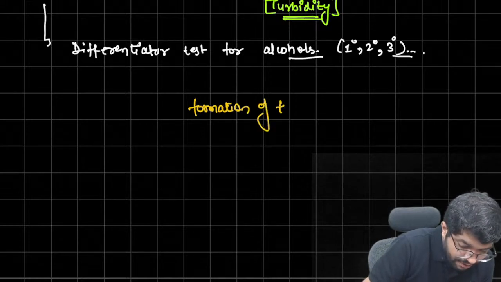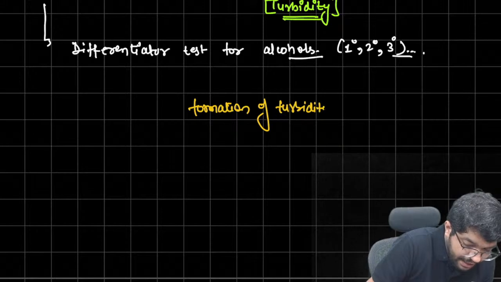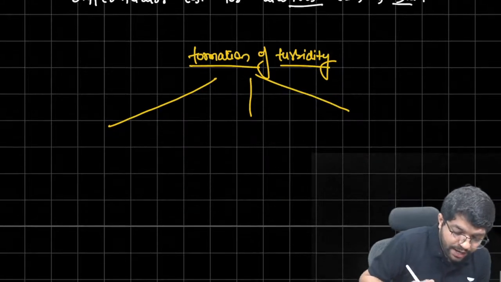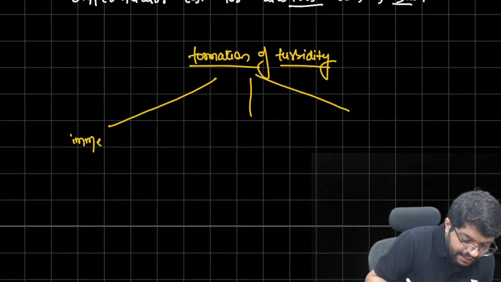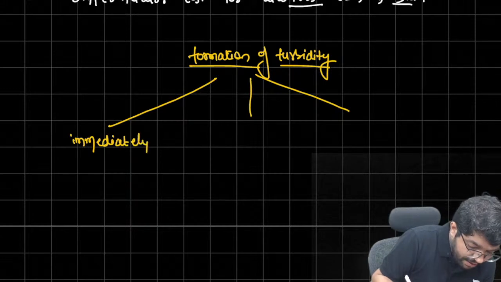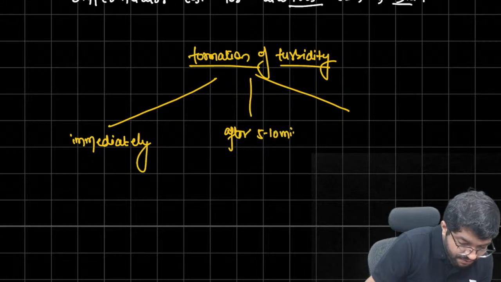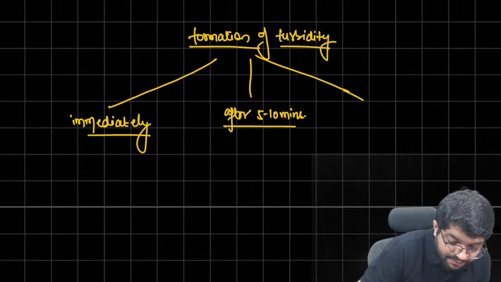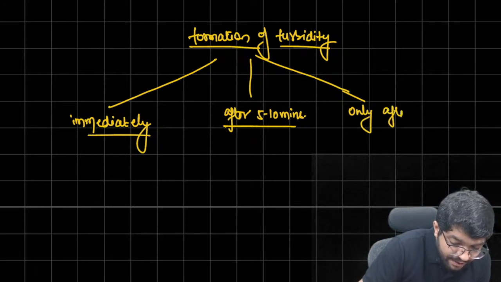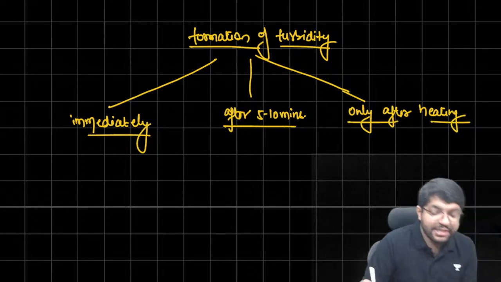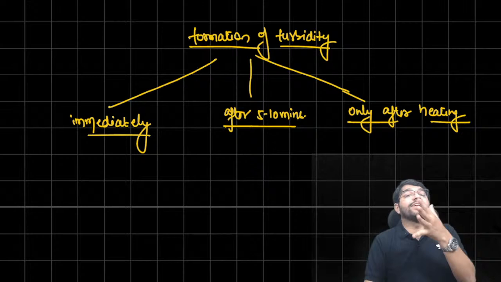Now the formation of turbidity can happen in three possible manners. One is immediately, immediate turbidity is formed. One, after 5 to 10 minutes, turbidity is formed. And third, turbidity is formed only after heating. And that is how it differentiates between the three types of alcohols.